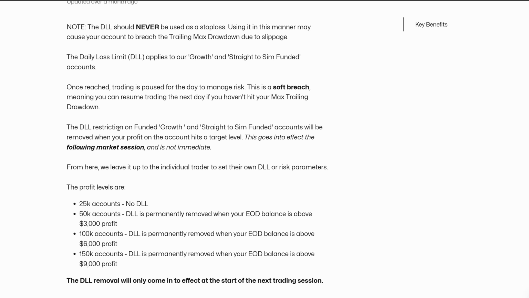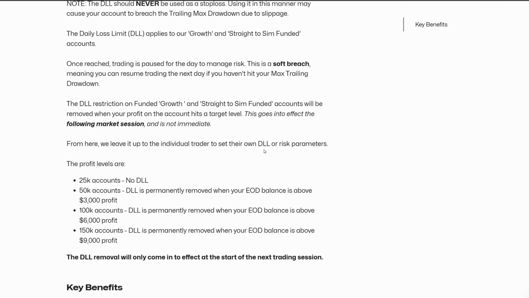You can see right here, the daily loss limit restrictions in the funded growth in the straight SIM funded accounts will be removed when your profits on the account hits a target level. So once you make 3%, you can see right here in the 50K account, once you make $3,000, the daily loss limit will go away. In the 100K account, once you make $6,000 of profits, the daily loss limit will then go away.